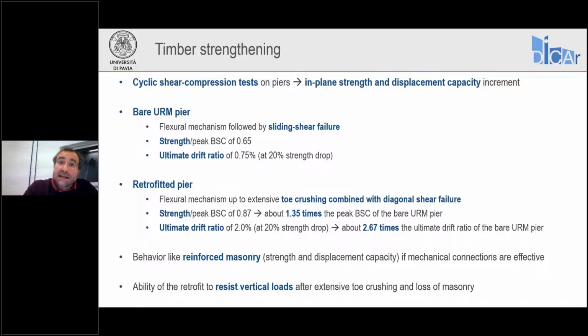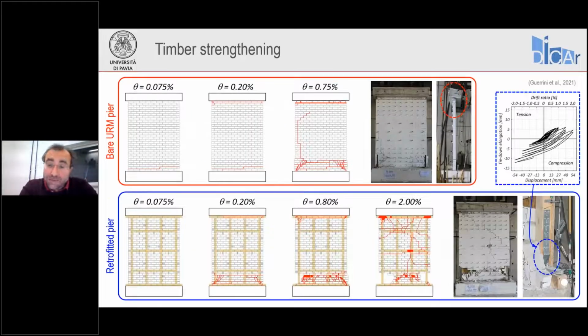An important aspect here is that the timber frame can also help the masonry in carrying vertical loads when the masonry is significantly damaged, for example, upon toe crushing. And here we can see at the top what happened to the unreinforced masonry specimen, and at the bottom, what happened to the strengthened specimen at different lateral drift ratios. So basically, you see they're vertically aligned in terms of equal or nearly equal lateral drift ratios.